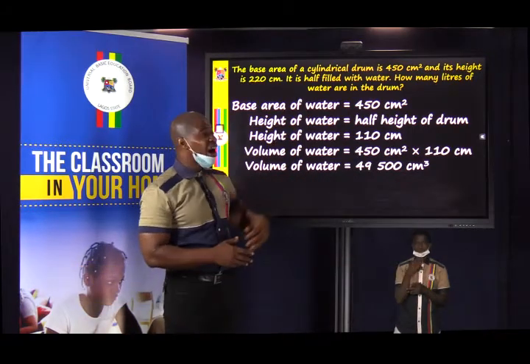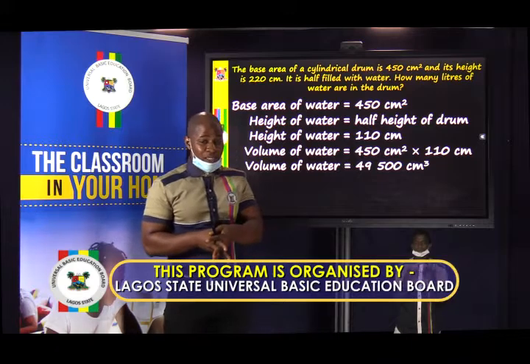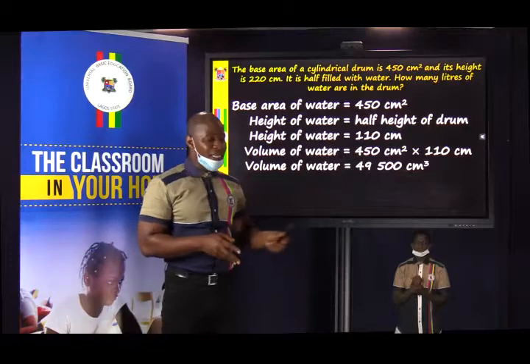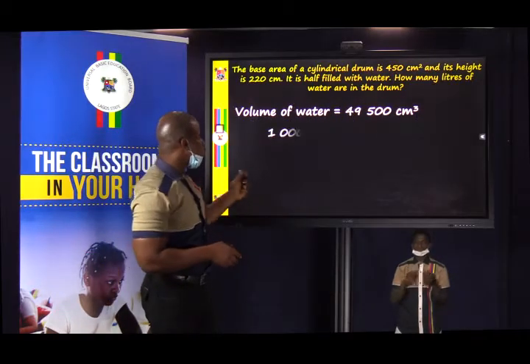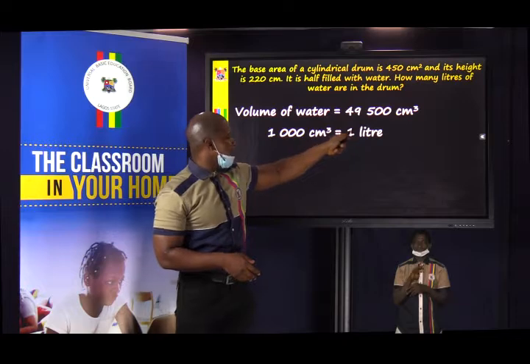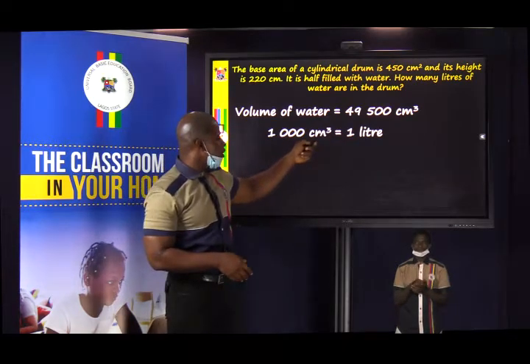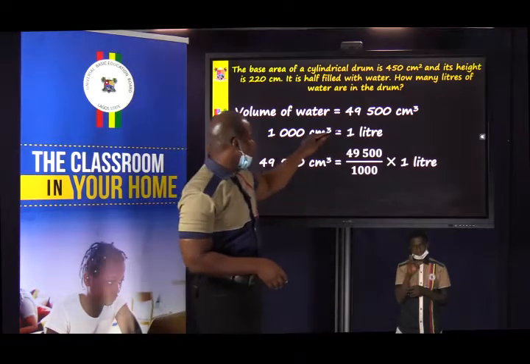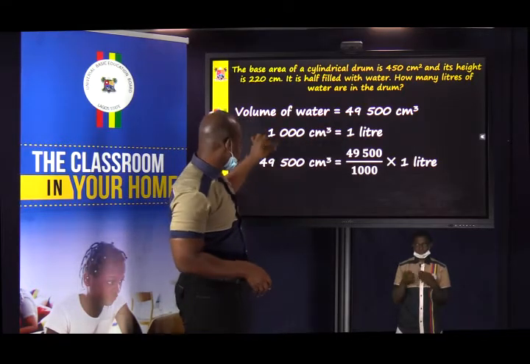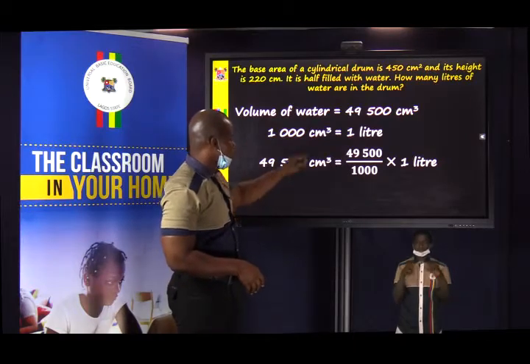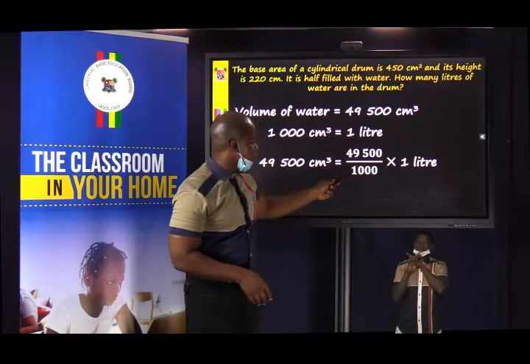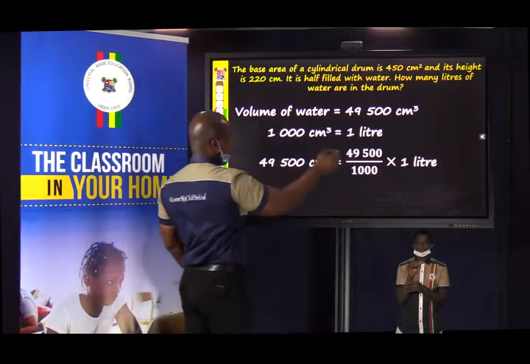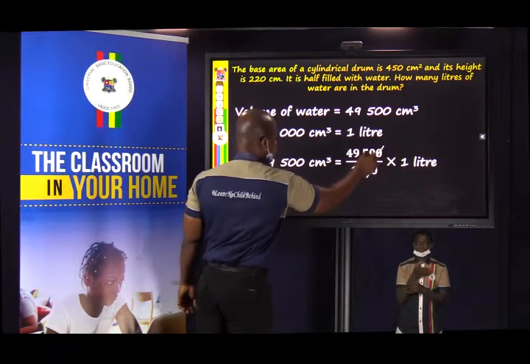But the question says how many liters. It didn't say what is the volume of the water, it's asking for the capacity. How many liters? So we have to use that relationship. We know that the volume of the water is 49,500, but 1,000 centimeter cubes is 1 liter. So for 49,500, we will have to find the liters in this ratio, putting the bigger number on top. That is 49,500 divided by 1,000 multiplied by 1 liter.